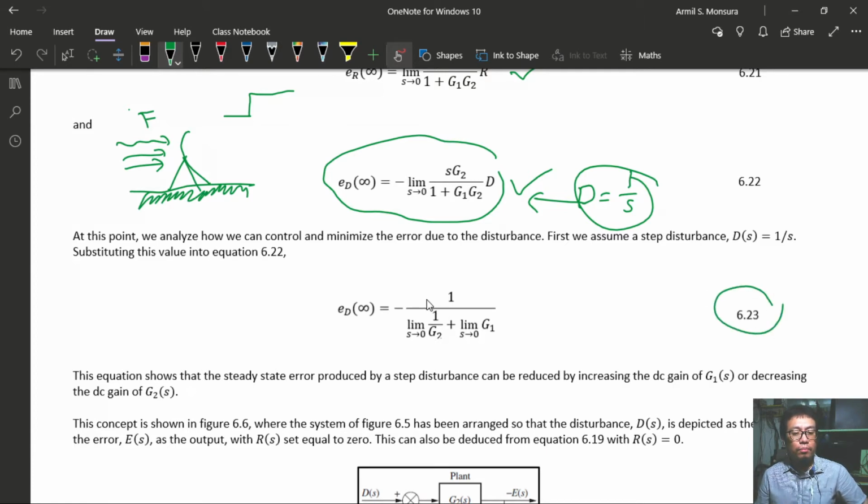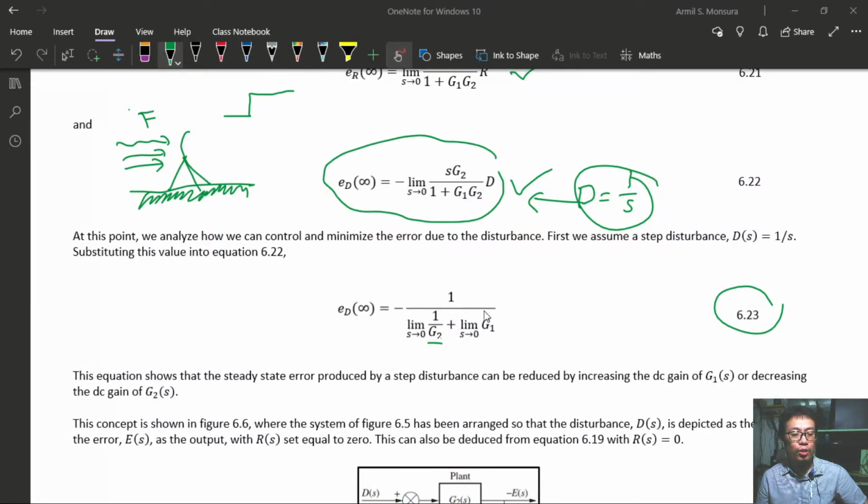Okay, and then apply yung properties ng limit niyo to come up with 6.23. Okay? So it means na yung computation ng error due to the disturbance, given that your disturbance signal is a step signal, okay, boils down to computing two limits. Okay, one is the limit of 1 over G2 as S approaches 0, and the other one is the limit of G1 as S approaches 0. Okay, and mind you, both are DC gains.